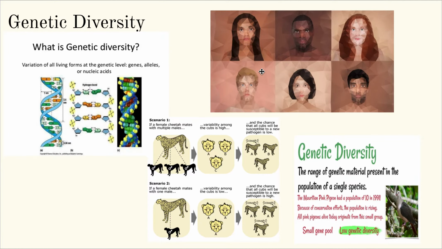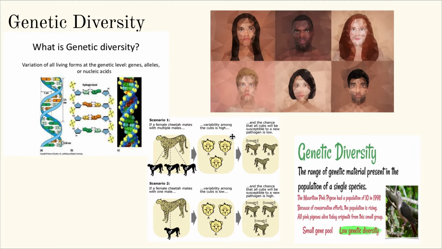In the top right side, we have people. It looks like some abstract images of different skin tones, different hair tones, etc. Then here in scenario 1 with the cheetah, if a female cheetah mates with multiple males, the variability among the cubs is high. So one female with different males, the cubs could all be genetically different, although they're the same species.